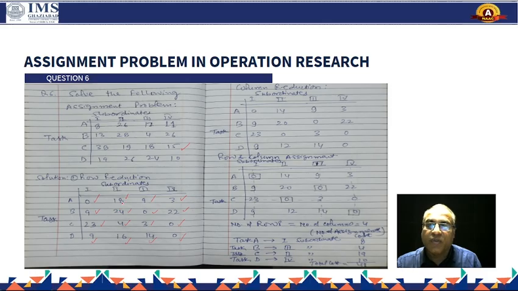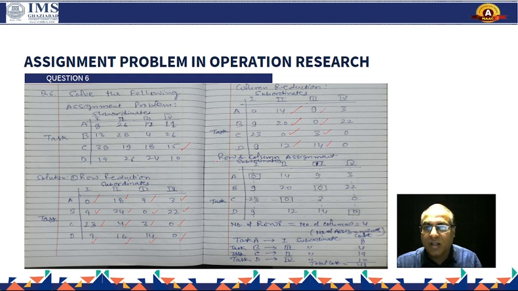So 18 minus 4, 14 is written here. 24 minus 4, 20 is written here. 4 minus 4, 0 is written here. 16 minus 4, 12. So this column is reduced. Now the third column has values 9, 0, 3 and 14. 0 is the minimum, so if you subtract 0 from each of these, there will be no effect. The values will be as they are: 9, 0, 3 and 14.